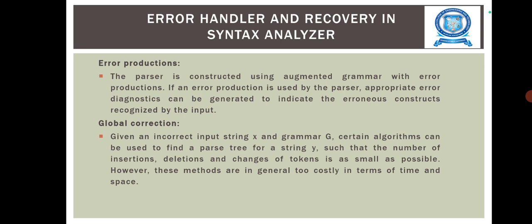Global correction. Given an incorrect input string x and grammar G, certain algorithms can be used to find a parse tree for a string y, such that the number of insertions, deletions, and changes of tokens is as small as possible. However, these methods are in general too costly in terms of time and space.